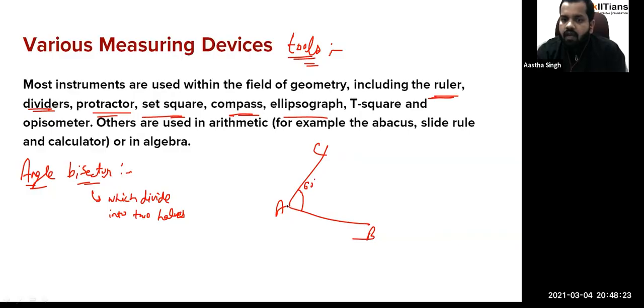You have to draw an angle bisector. It means you have to draw an angle bisector, this M, such that these angles are now what? 30 degree each. Why? Because the 60 degree angle is divided into two halves. Sorry guys. So what will be the half of 60 degree?